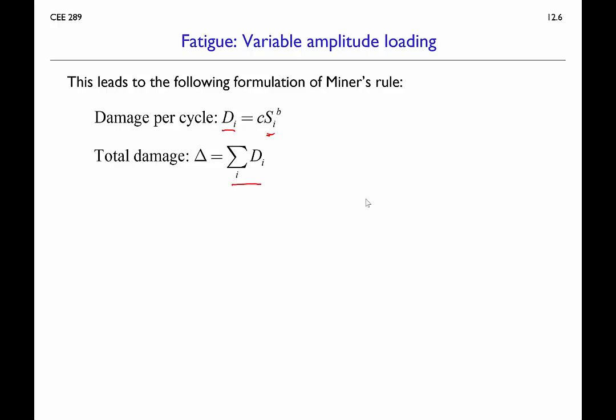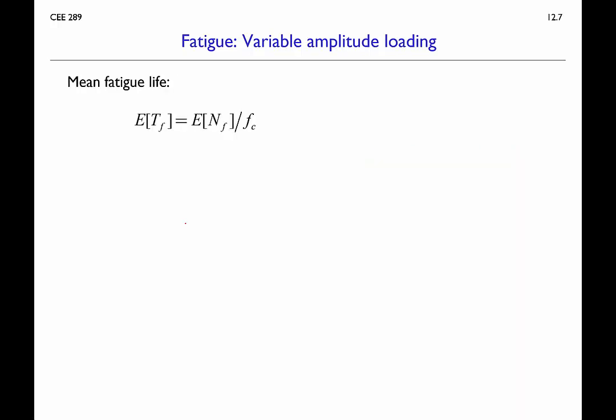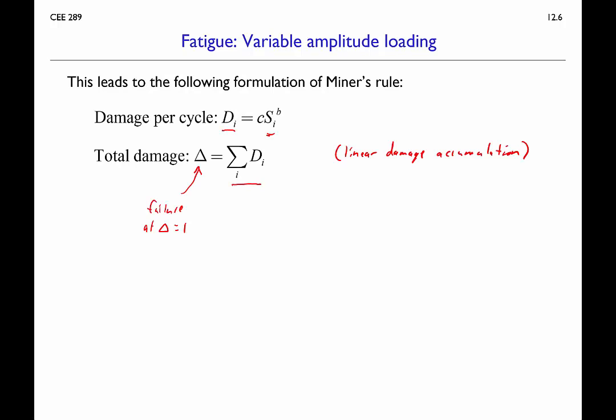So we've got this linear damage accumulation where we're just adding up the damage per cycle. And this delta is going to be our total damage. So again, we'll have failure when this big delta, the total damage, is equal to 1. And then on the other side here, we're adding up this damage per cycle.